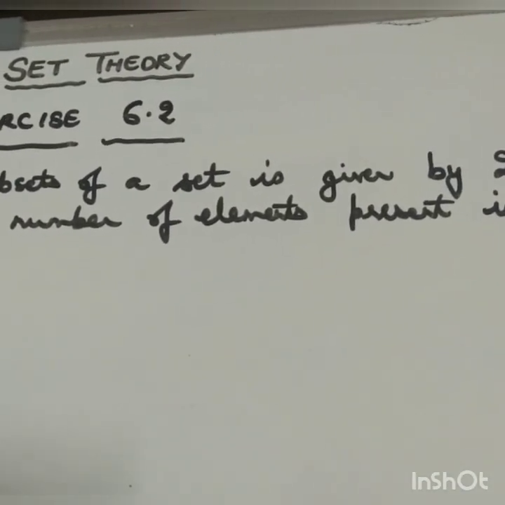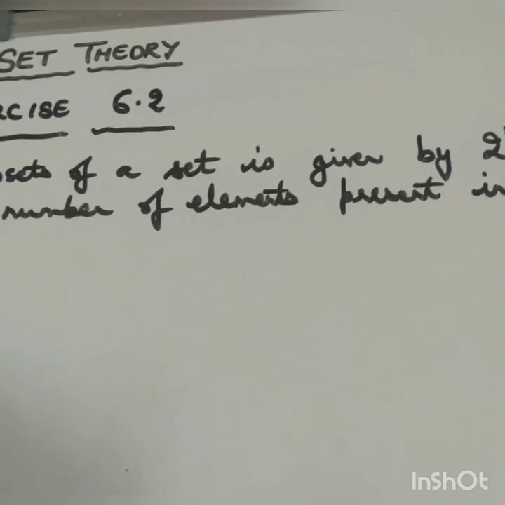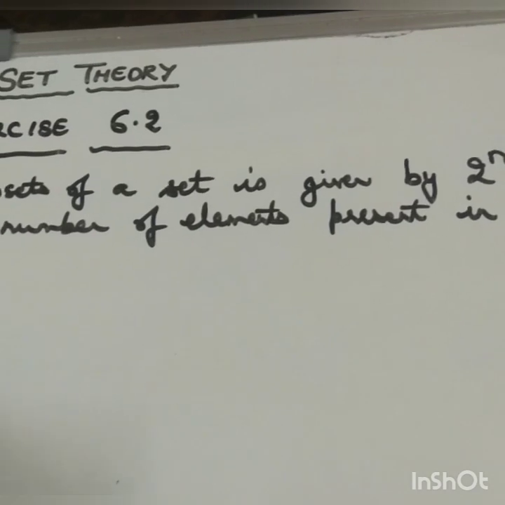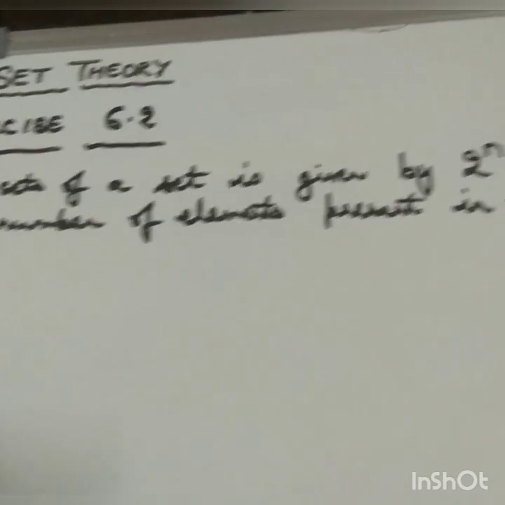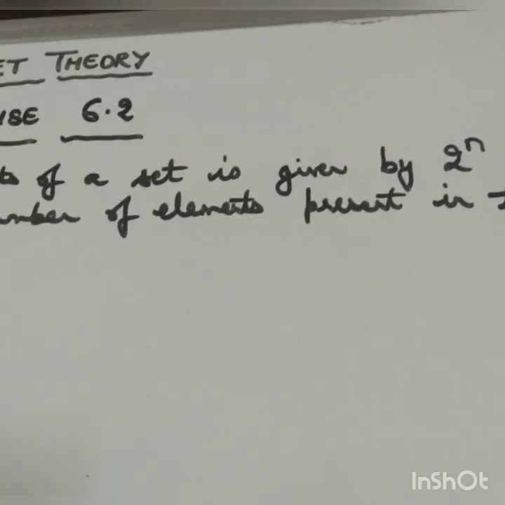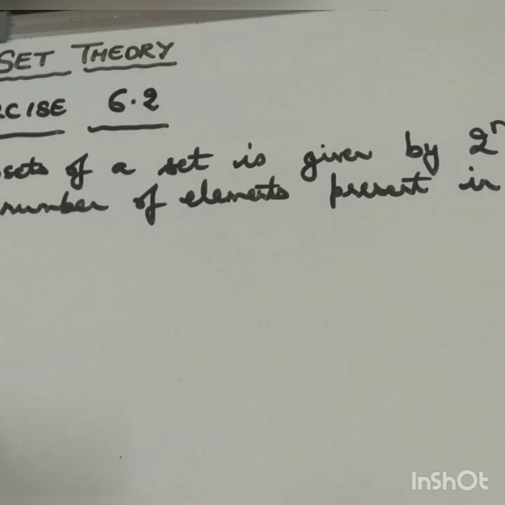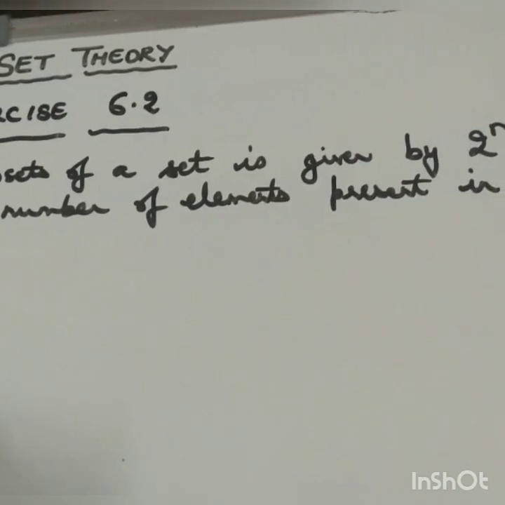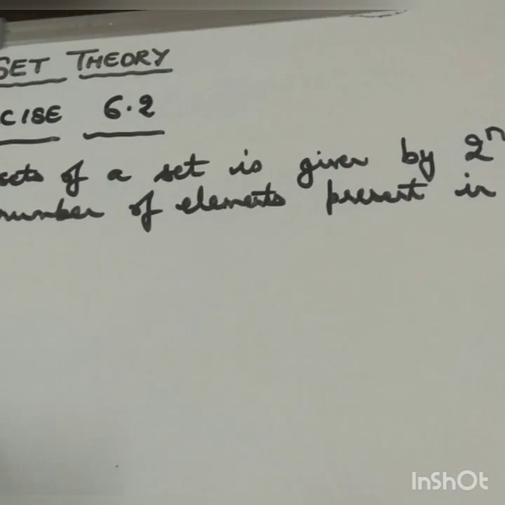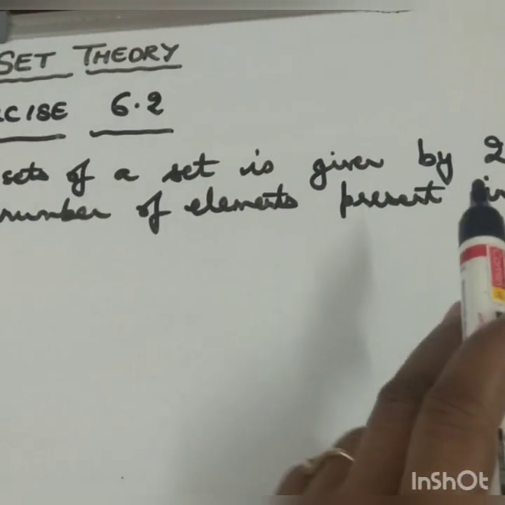Children, now we'll start with exercise 6.2 because exercise 6.1 was very elementary. There was nothing much to do in that exercise. Even in this exercise, you will find that there is not much to do. Now, few more things to understand. One more thing, I have already discussed about subsets. Number of subsets is given by 2 to the power n, where n is the number of elements present in the set.